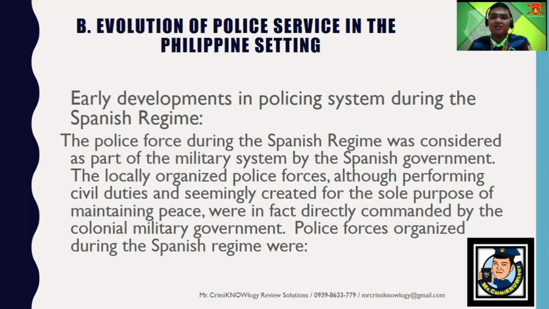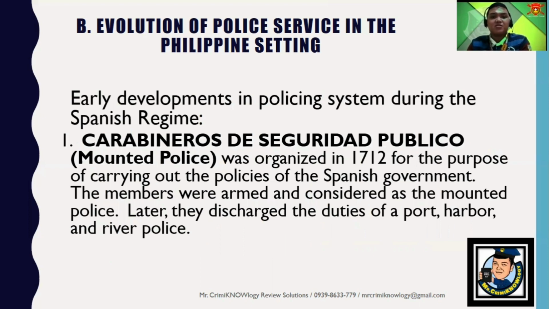During the Spanish regime, the organized police forces are the following. Number one is the Carabineros, the Seguridad Publica, or the Mounted Police. Sorry for the term Japanese a while back, it is the Spanish period. The Carabineros, the Seguridad Publica, the Mounted Police, was organized in 1712 for the purpose of carrying out the policies of the Spanish government. The members were armed and considered as the mounted police. Later, they discharged the duty of a port, harbor, and river police. So under the police government during that time, they were the armed men. They were the mounted police. But in addition to their task, they were also the ones guarding the ports, the harbor, and the rivers.